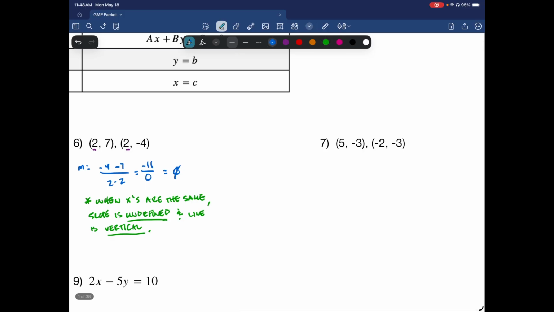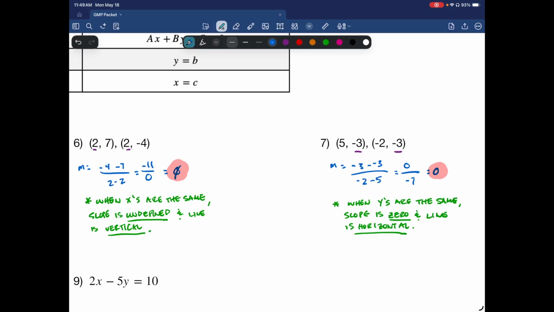All right, number 7, do the same thing. We have negative 3 minus negative 3 over negative 2 minus 5. That should be minus negative 3. All right, so you get negative 3 plus 3, which is 0. And then you get negative 7 on the bottom. If 0 is on the top of the fraction, it doesn't matter what the bottom is. You end up with 0 as your answer. Okay, so when your y's are the same, your slope is 0, and the line is horizontal.